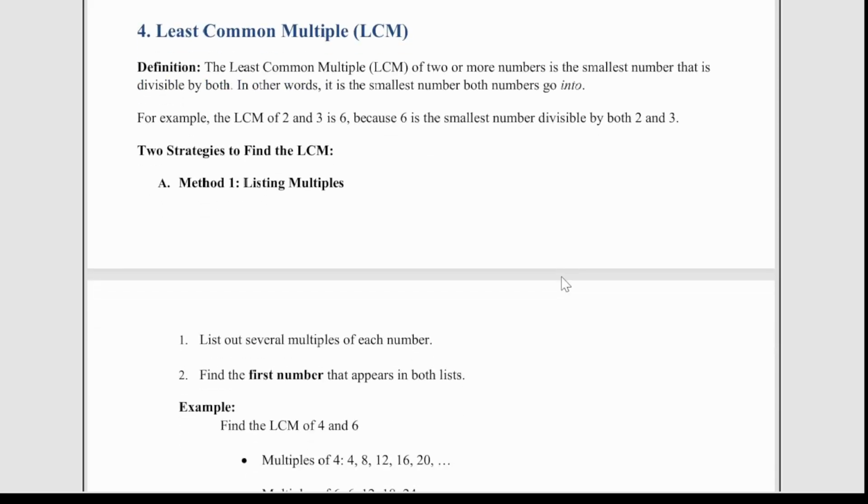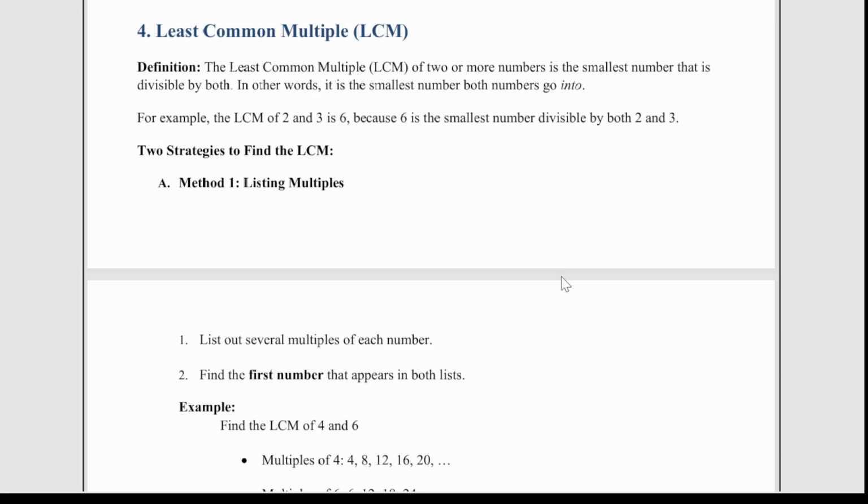Now for the least common multiple, the reason why we care about this is it gives us another tool in our toolbox in order to find the least common multiple. And what again is the least common multiple? The least common multiple is the smallest number that is divisible by the numbers you're trying to find the least common multiple of. Or in simpler terms, it is the smallest number that both numbers, or all three numbers, or however many numbers you're talking about, go into.